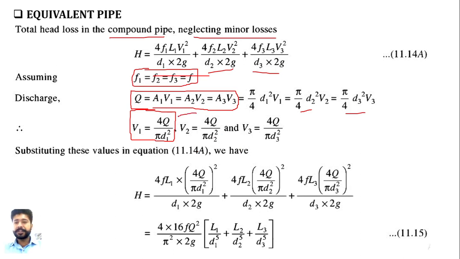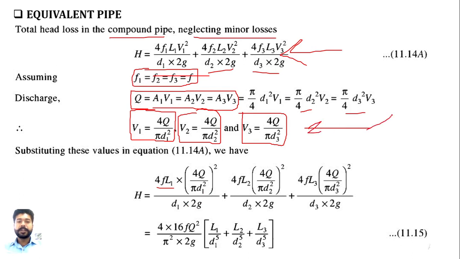Let's substitute these velocity values in this equation, so we can write 4f L1 into 4Q divided by pi d1 square, whole square, divided by d1 2g. So we are putting these three velocity values in this equation and rewriting that equation like this.